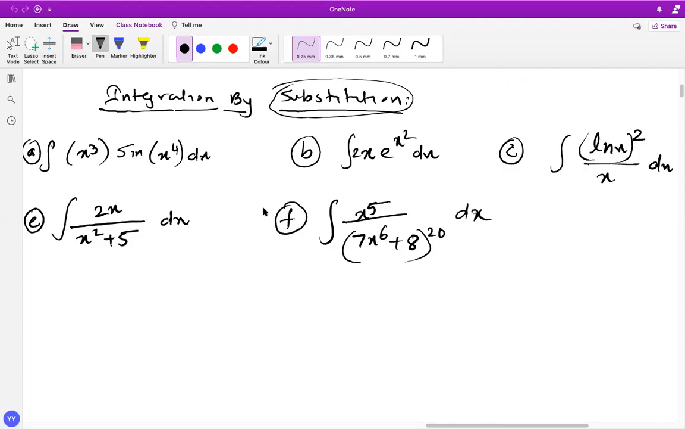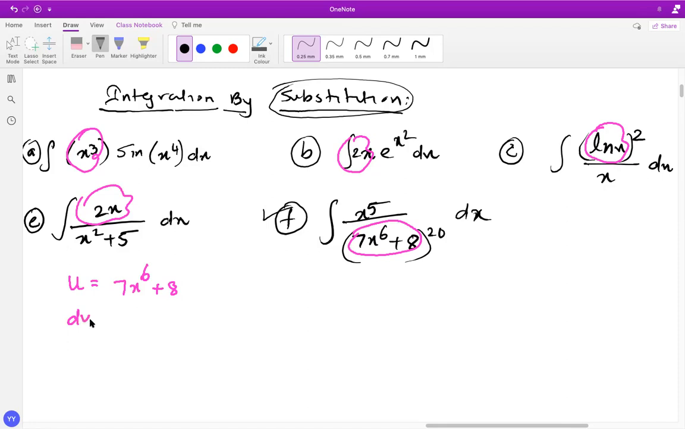So let's just take the example f now. When you're talking about example f, the first thing that comes to your mind is what substitution do you make? Now, always remember the substitution that you should make, at least its derivative should be there as a multiplier, like how we had here. For example, ln x, if I take here, its derivative is 1 over x. Same way, if I look at this example, if I take the entire thing, let's say u as 7x to the power 6 plus 8, the derivative of this, du by dx, is basically 42x to the power 5.